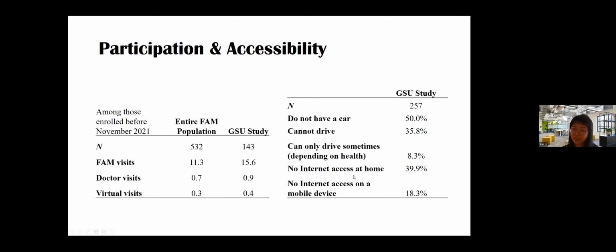And because of the technology questions we want to ask, we also asked whether they have internet at home or on a mobile device, and a substantial portion of these respondents don't have internet access at home or even on a mobile device.